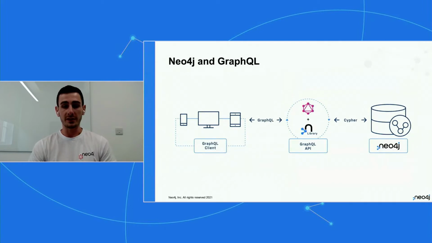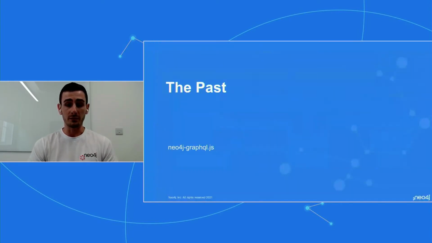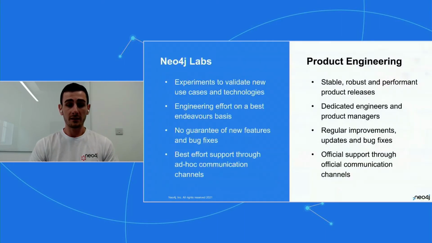So Neo4j started looking at GraphQL API solutions, which you can see on this diagram would sit in the middle. So they're sat in the middle of the GraphQL client and the Neo4j database. Originally, this took the form of Neo4j GraphQL JS. Now, Neo4j GraphQL JS was a Neo4j Labs product. So it was essentially an experiment to validate that GraphQL and Neo4j could work together.